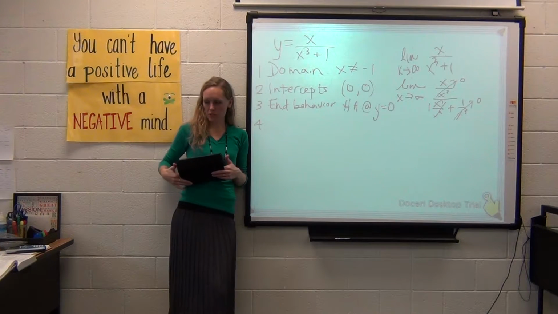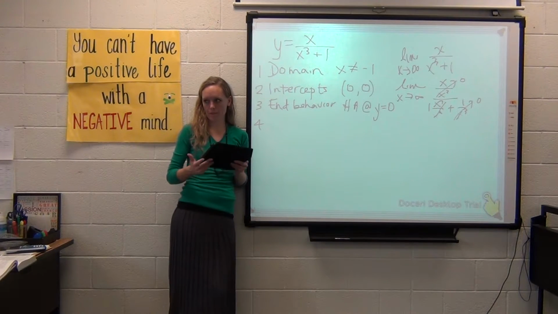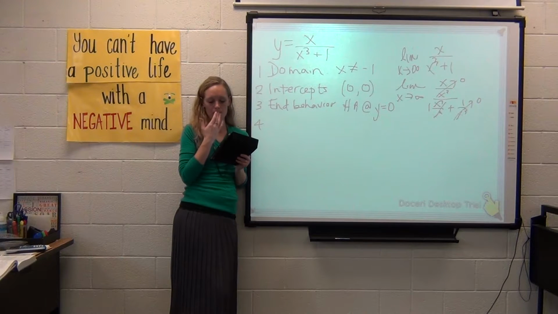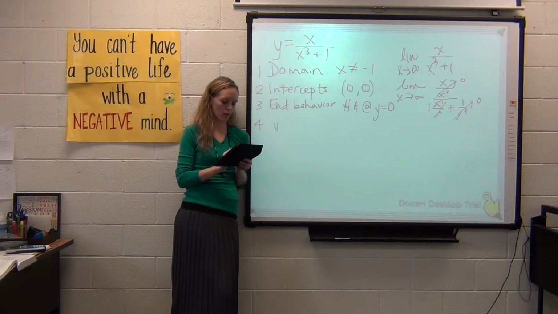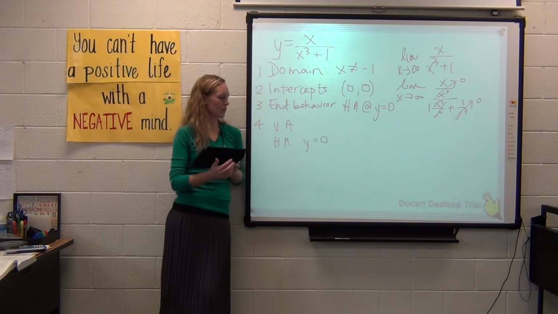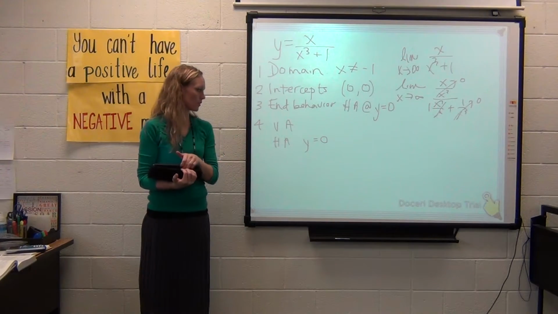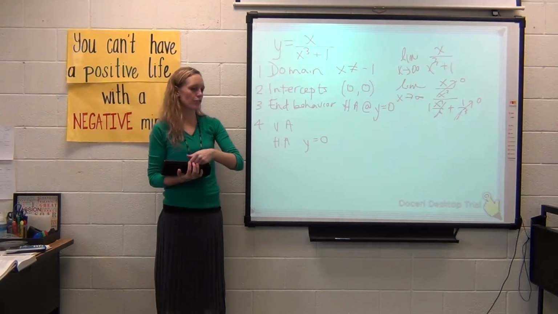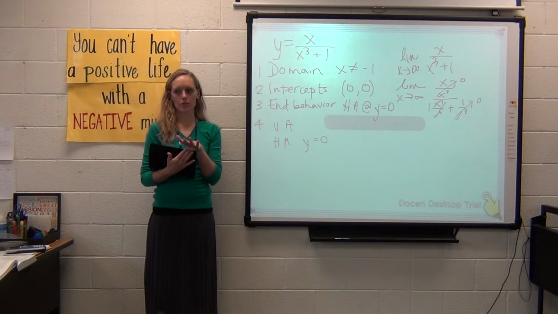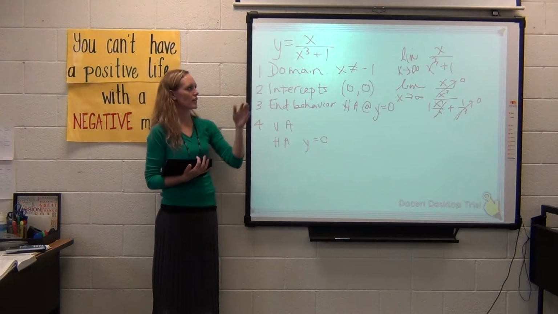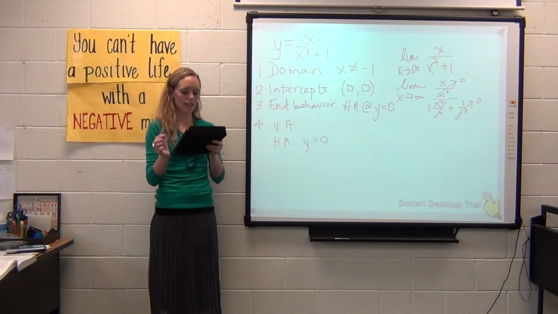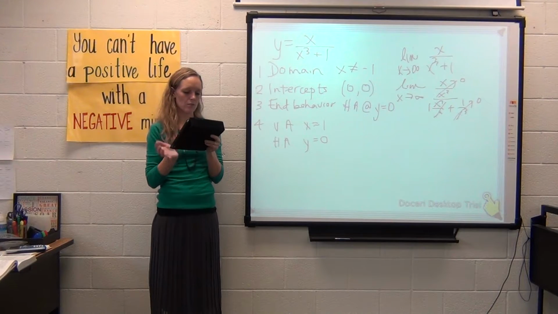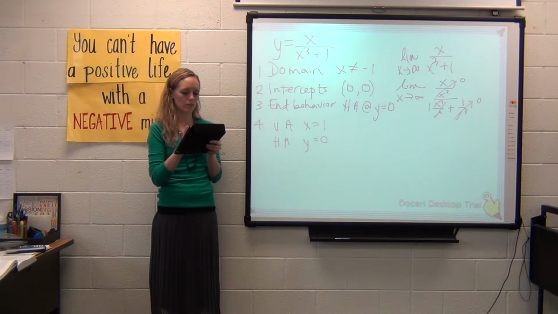4 is the asymptotes, right? Vertical and horizontal. So we just need to find a vertical. We already found our horizontal asymptote with end behavior. I need to know if there's a vertical asymptote. When do I have a vertical asymptote? When the denominator equals 0, which is at -1. So there's a vertical asymptote at x equals -1.